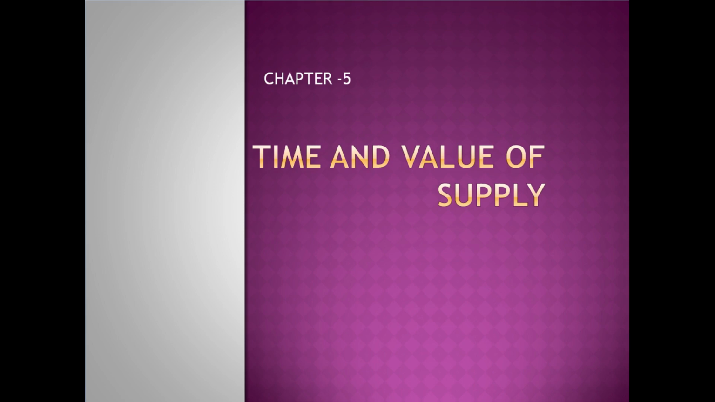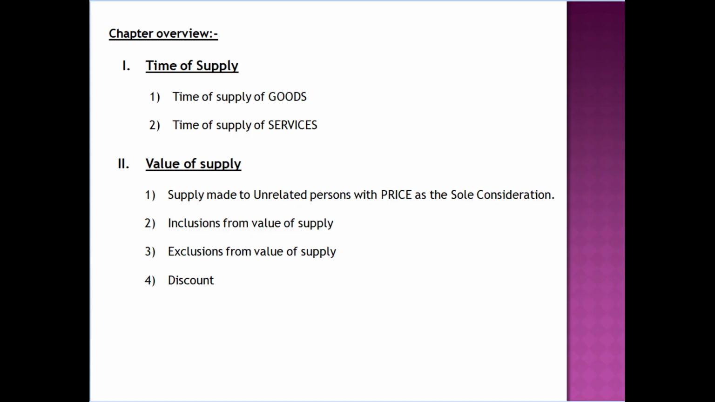In this video, I am going to revise time and value of supply. This chapter roughly speaks about the time at which supply happens on both goods and services, and what is the value of such supply, and inclusions and exclusions from such value and discounts of such value. And also in this chapter we cover only the time of supply of goods and services and value of supply of goods and services to unrelated persons with price as the sole consideration.